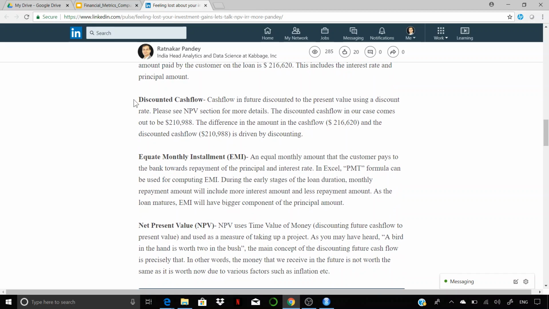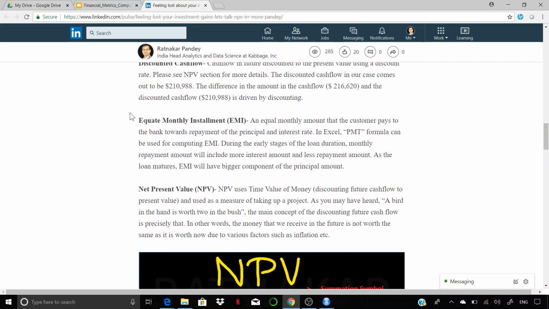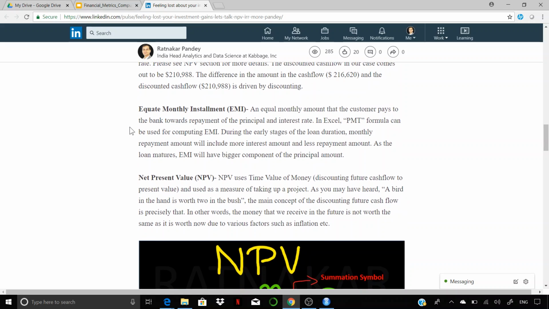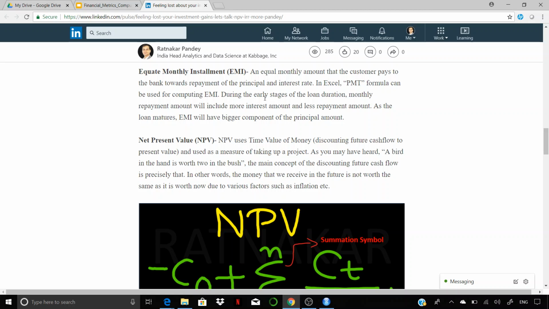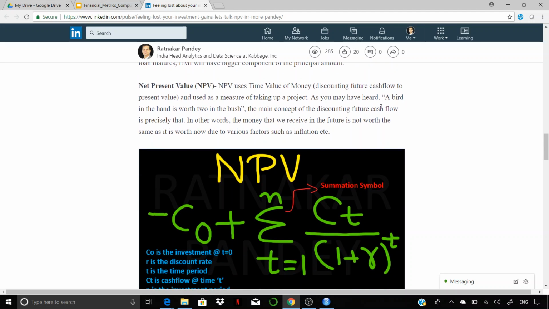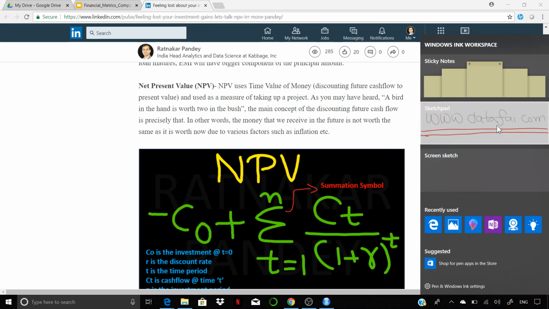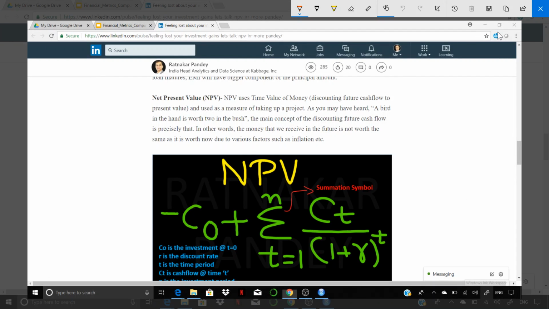Discounted cash flow, if you remember in the previous discussion, we talked about the future value of money and the present value of money. The money that is coming in the future is going to be valued less at the present time, and we have to discount that cash flow. Similarly, we have talked about the EMI and how we calculate it. This article focuses on doing the calculation in Excel, but we don't have to worry about that. We can do that in R very quickly. And the concept which is going to be new for you is the NPV. So let me spend a minute talking about the net present value.